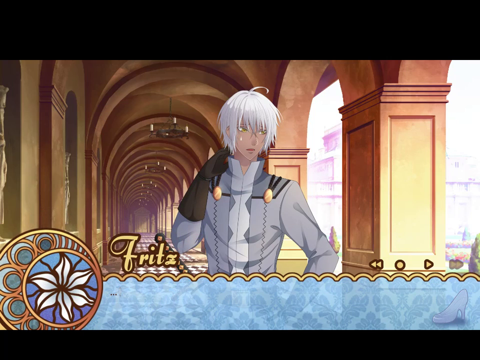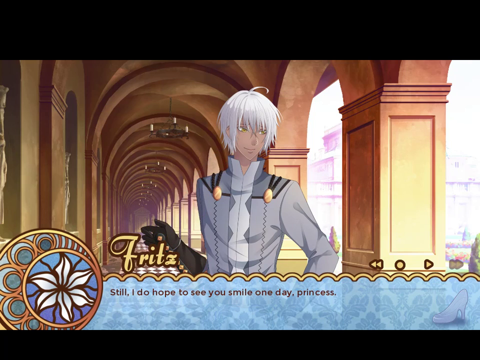His sweat drop kind of looks like a tear. He's like, oh no, she make me sad. Okay. Still, I do hope to see you smile one day, princess.